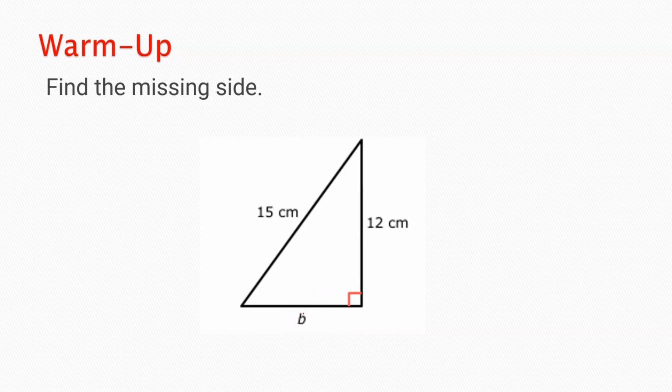All right, so here we have a right triangle, guys, and we are trying to find a missing side. They give us two of them, so we are going to use the Pythagorean theorem: a squared plus b squared is equal to c squared.